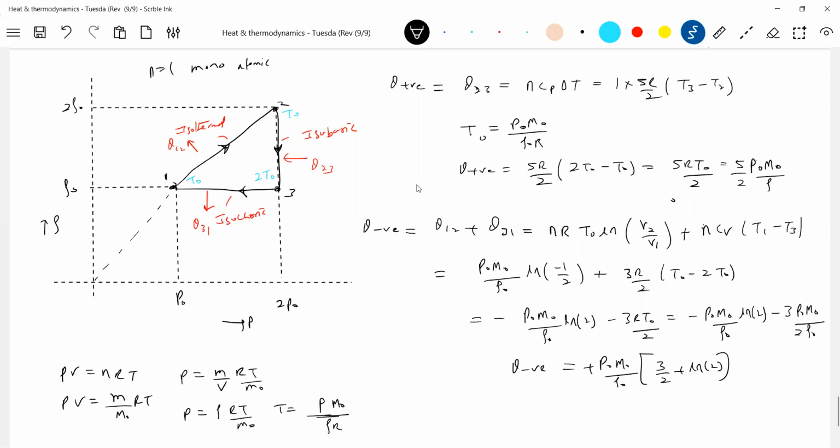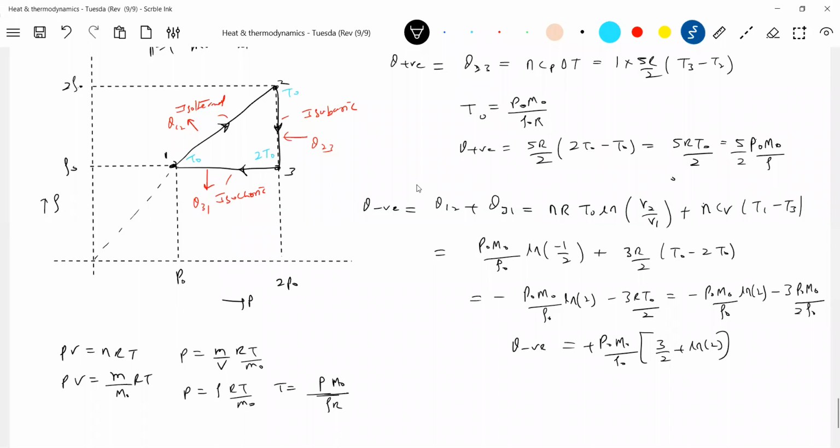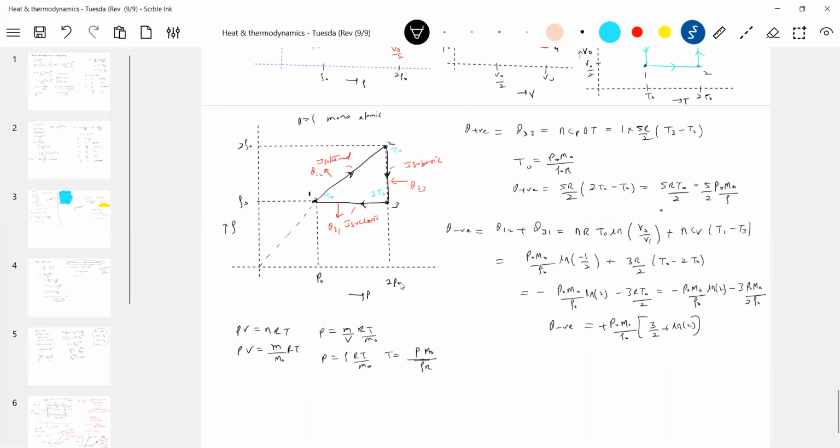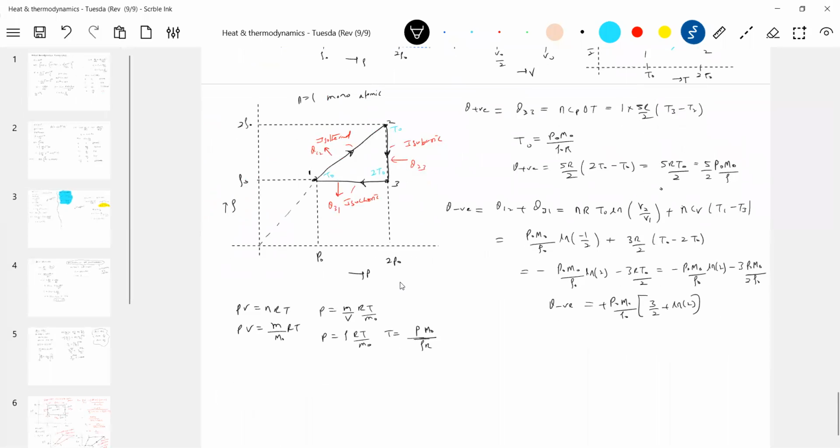What is efficiency? How do you define efficiency? Q positive minus Q negative, mod of. Substitute all these values, and you will get the required answer.